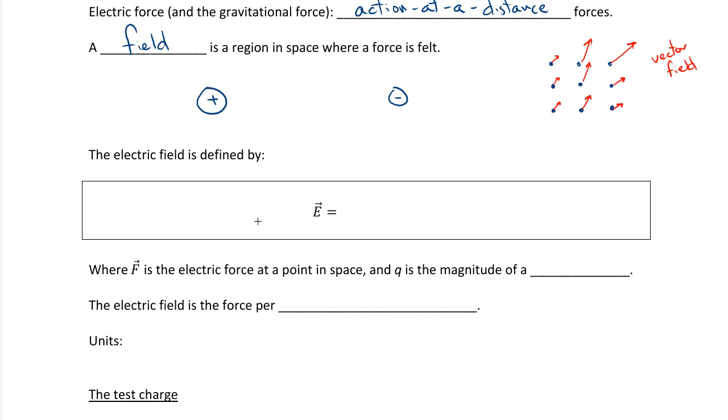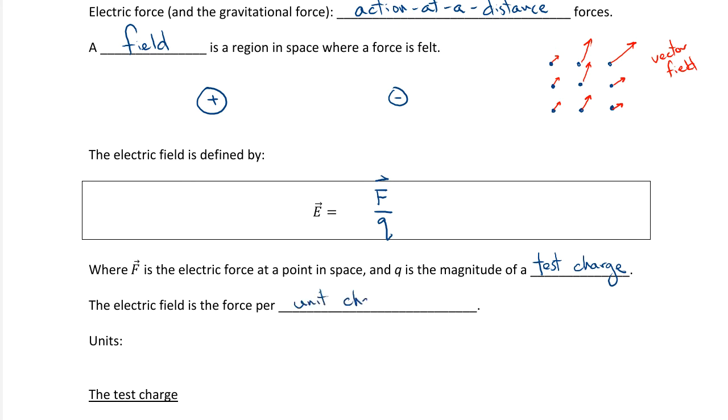Now, the magnitude of the field is a kind of per capita force. Let me explain what I mean by that. We define the electric field as the force per unit charge. So here, this is the electric field. It's a vector, just like the force is a vector, and they have the same direction. So the electric field is equal to the force divided by q, which is the magnitude of a test charge. It's that little yellow sensor, which was itself a positive charge that we were moving around. So the electric field is the force per unit charge.